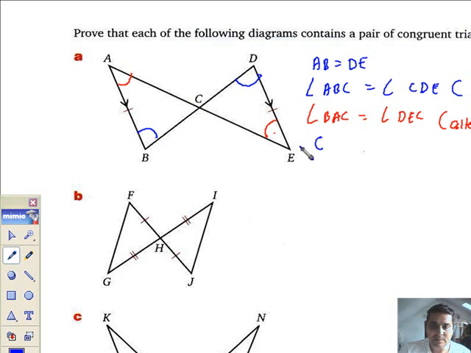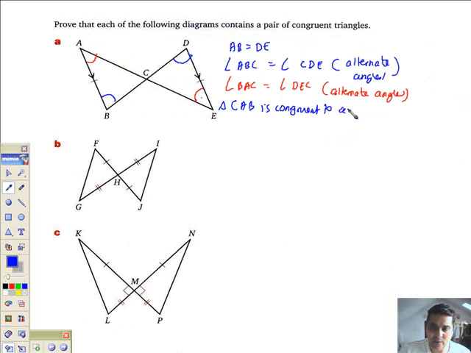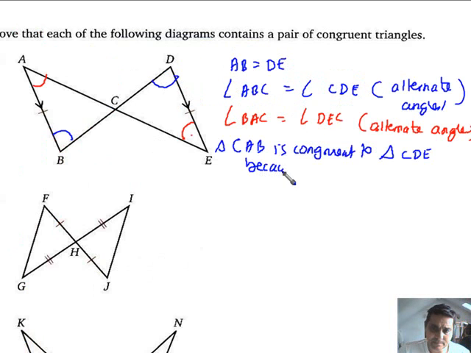So triangle CAB is congruent to triangle CDE because of the ASA rule. Is that okay? ASA rule. Now what about this? This looks quite easy, I think.